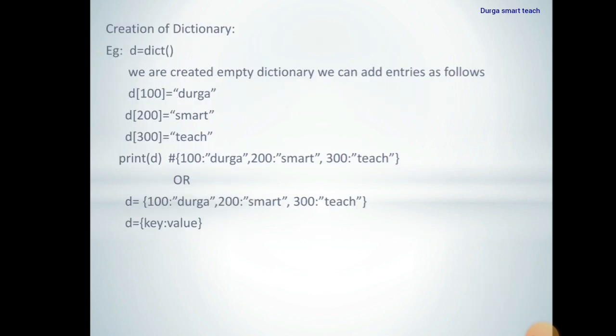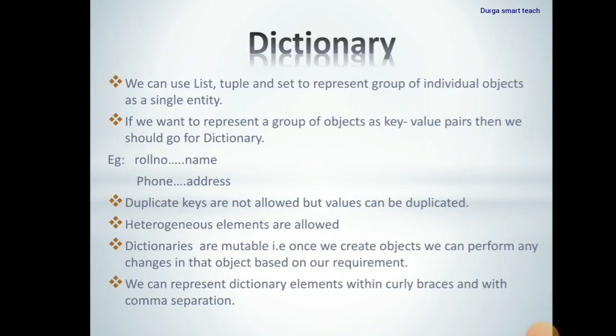Okay, so let's see one more time. We all know list, tuple, set. These three are used to store a group of individual objects as a single entity. But a dictionary is used to store a group of key-value pairs. It contains keys as well as values. For example, roll number, name, phone number, address, employee ID, employee name, salary. Whatever it may be, it will contain key as well as value.